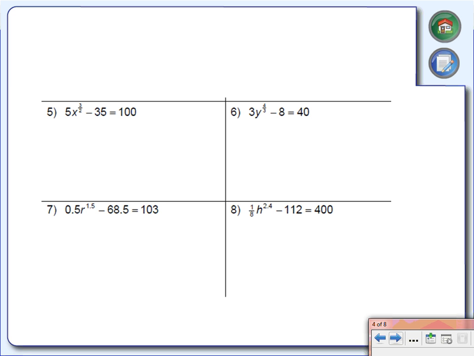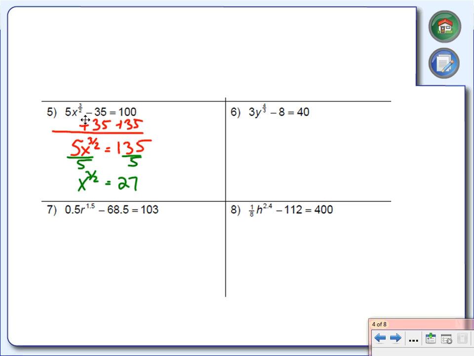Okay, number 5. What do I need to do first on number 5? Add the 35. So let's start there. Add 35. So now I've got 5x to the 3/2 power. That's going to equal 135. Next thing I'm going to do is take care of the 5. So we're going to divide both sides by 5. So 135 divided by 5 is 27.